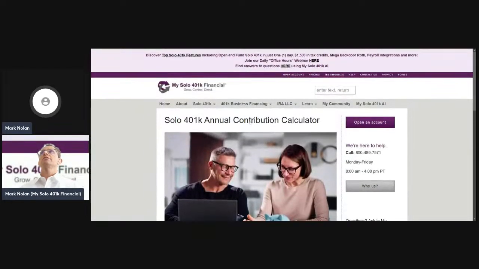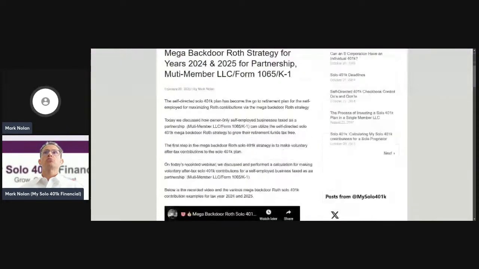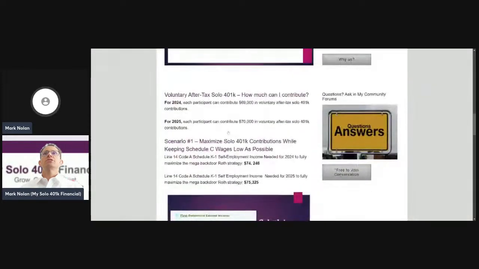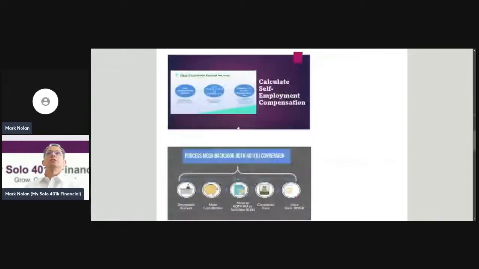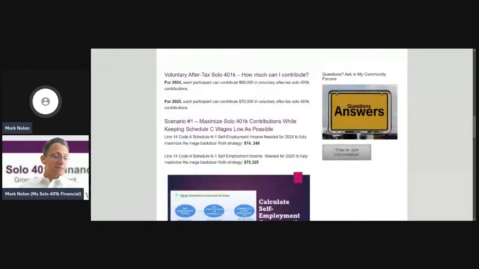Okay, let's now do a calculation for tax year 2025. So we just did a contribution for 2024. For 2025, the maximum voluntary after-tax solo 401k contribution for a partnership is $70,000. So you're going to need at least $75,325 of line 14, code A, Schedule K-1 self-employment income to be able to maximize the full $70,000 overall contribution as a voluntary after-tax for 2025.